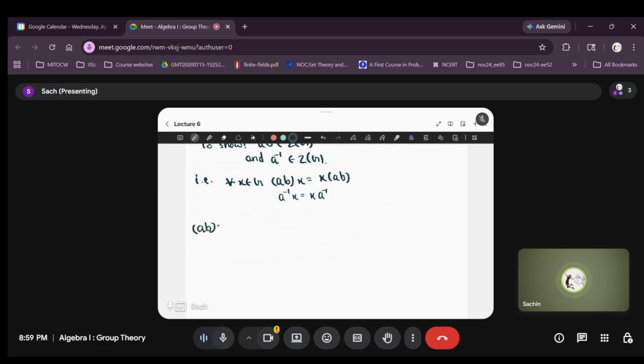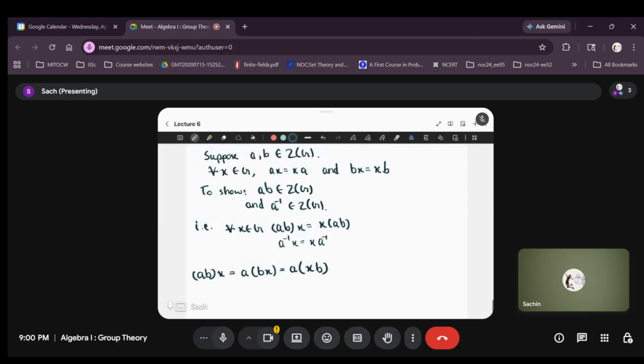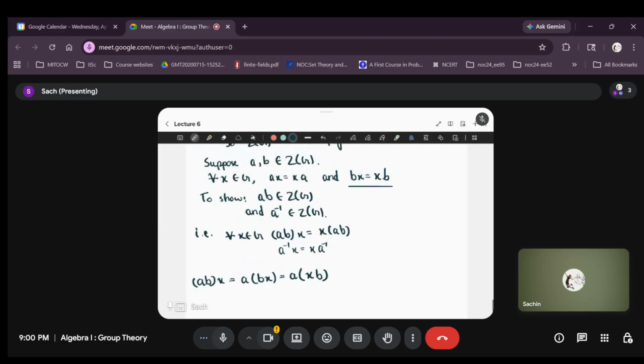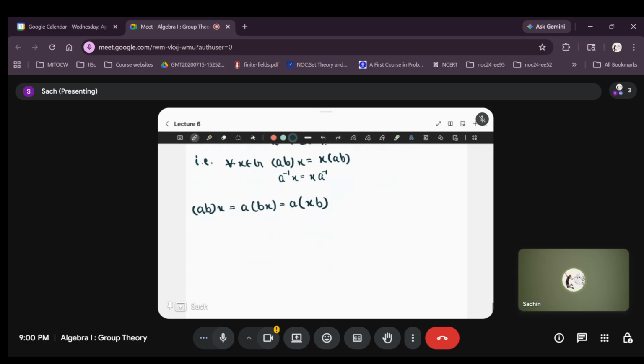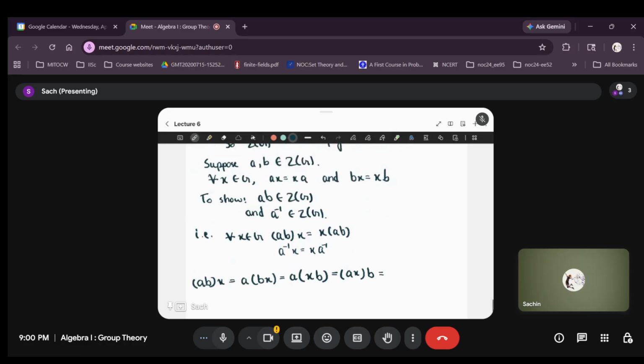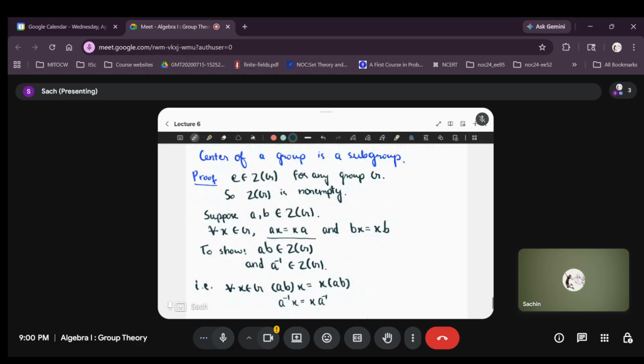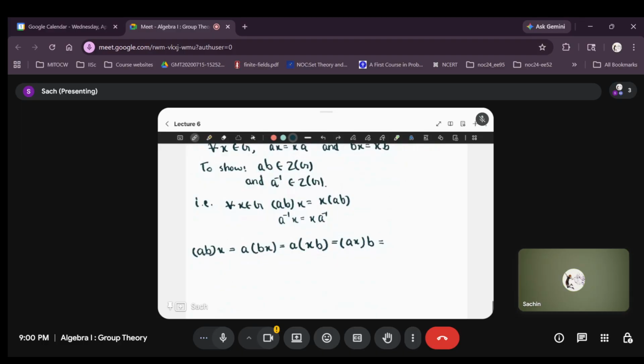Now consider AB times X. This is A times BX by associativity. This is A times XB, because BX is equal to XB, since B is in the center. By associativity again, this is AX times B. But AX is equal to XA since A is in the center. So this is equal to XA times B. By associativity again, this is X times AB.